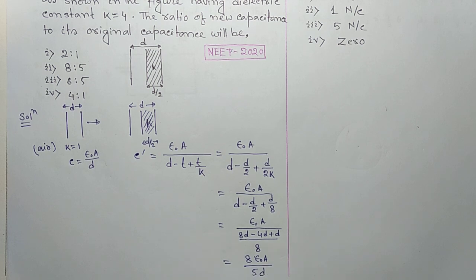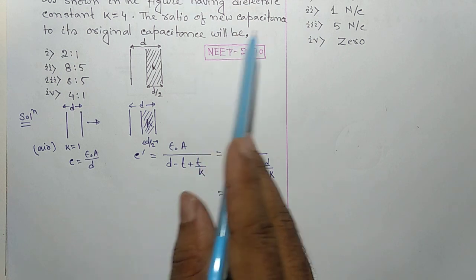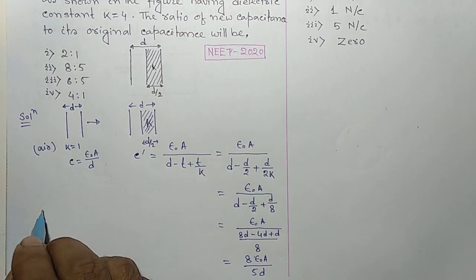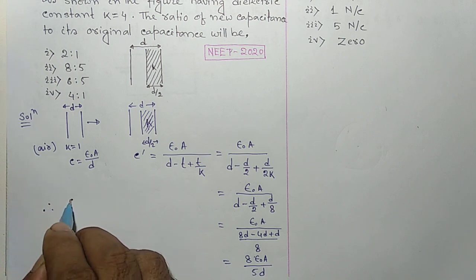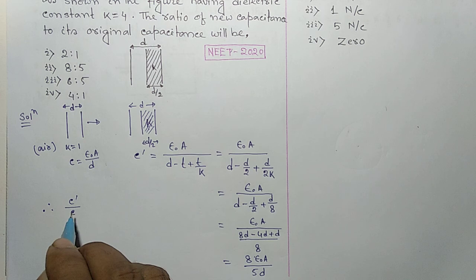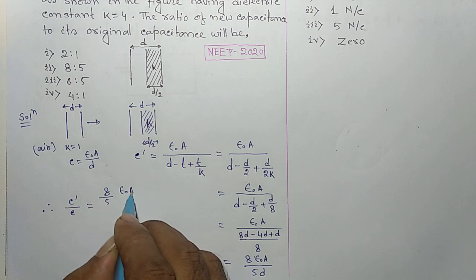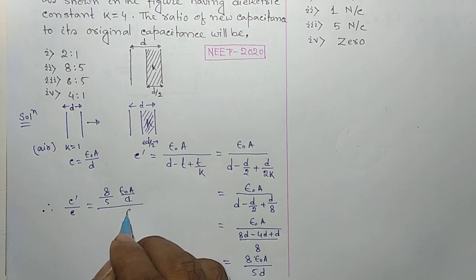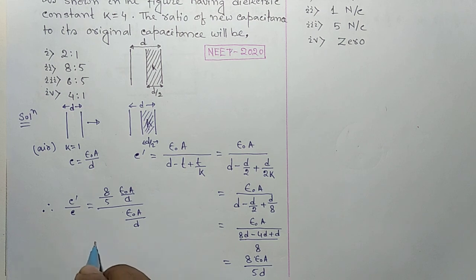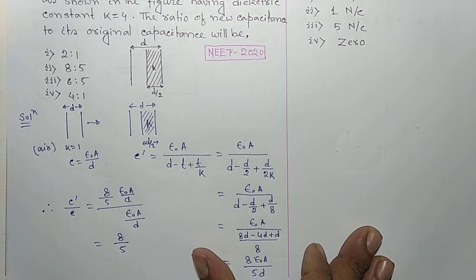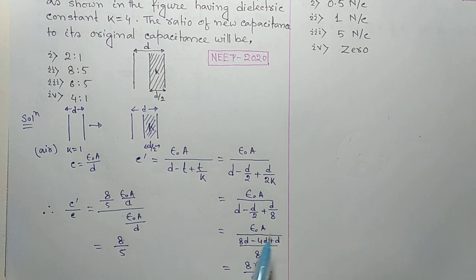Now we have to find out the ratio of the new capacitance to its original capacitance. Therefore, we have to find out C dash by C. So C dash by C is equal to 8 by 5 epsilon naught A by D divided by epsilon naught A by D. So it is equal to 8 by 5. So the right answer is option 2, 8 is to 5. Option 2 is the right answer.